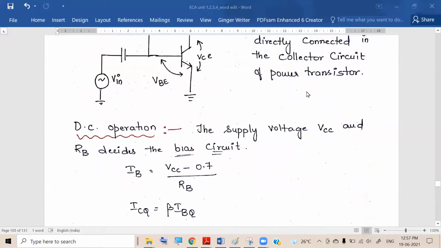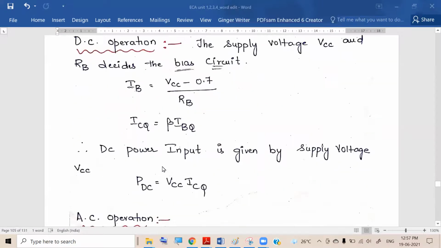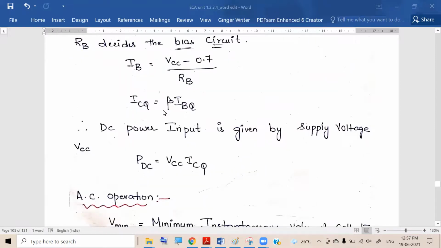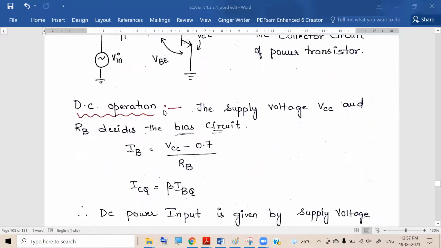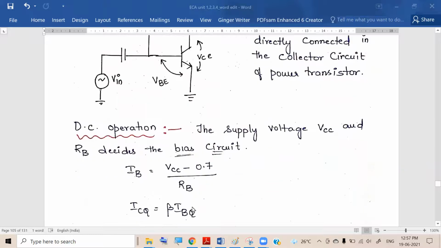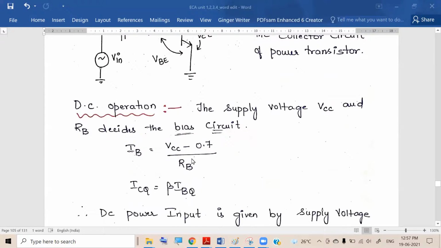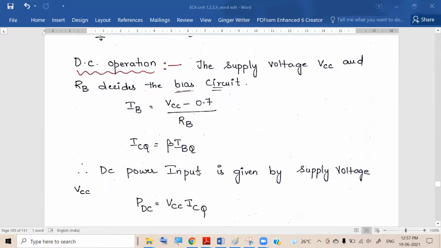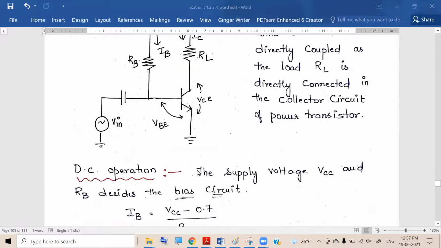Next, we already discussed the DC operating point IB. How to fix IB? By fixing RB. If you fix RB, IB is fixed. When you fix IB, IC is fixed. This also we have just now discussed. So next, what we are going to find out is the efficiency of the amplifier.